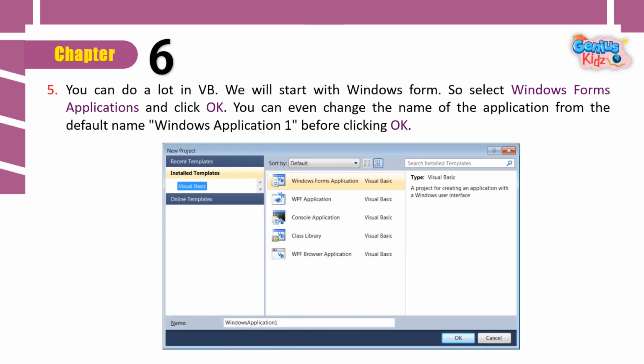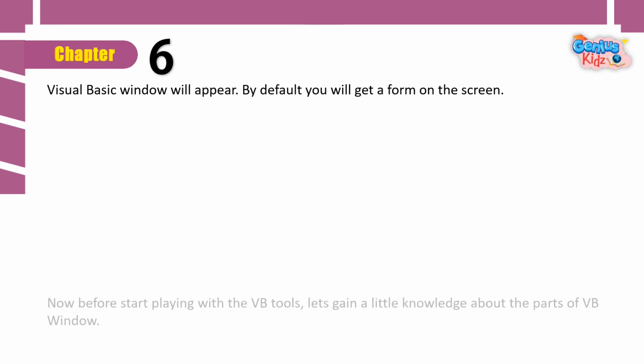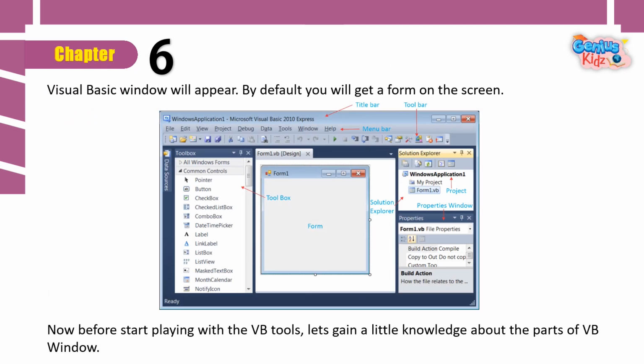5. You can do a lot in VB. We will start with Windows Form. So select Windows Forms Application and click OK. You can even change the name of the application from the default name Windows Application 1 before clicking OK. The Visual Basic window will appear. By default, you will get a form on the screen. Now, before we start playing with the VB tools, let's gain a little knowledge about the parts of the VB window.